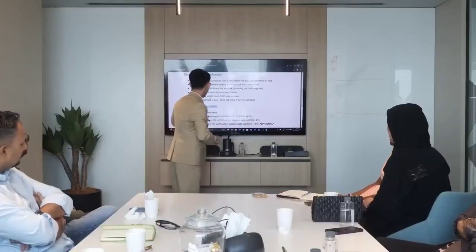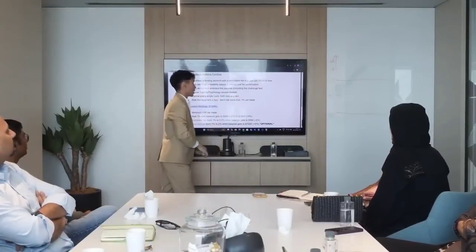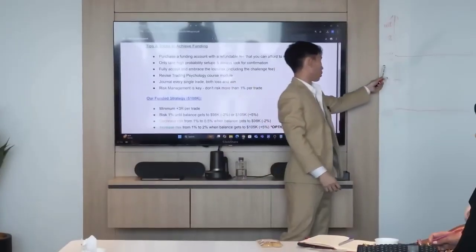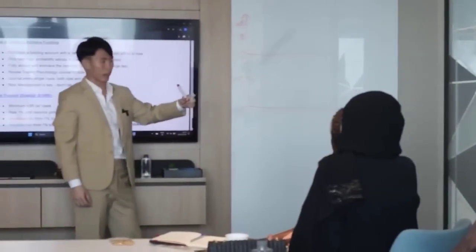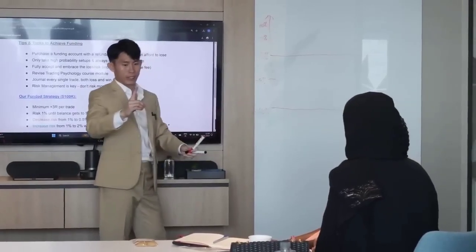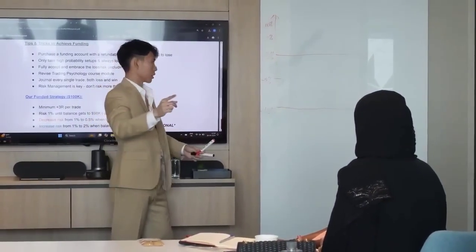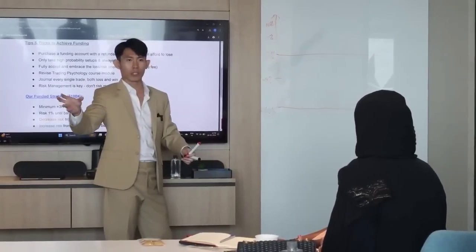Okay, cool. If not, we can get back to the funded strategy. I've drawn a little diagram right here. What this diagram shows is where it starts. If you join a prop firm, you want to get funded with 100K, 200K, whatever it is. The first phase is usually the funding phase. And then the next one is the verification phase or something.